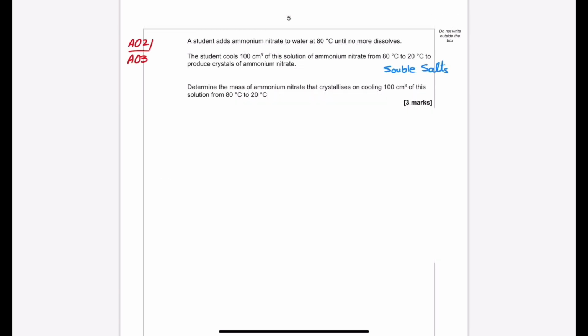A student adds ammonium nitrate to water at 80 degrees until no more dissolves. The student cools 100 cm cubed of the solution of ammonium nitrate from 80 degrees to 20 degrees to produce the crystals of ammonium nitrate. Determine the mass of ammonium nitrate that crystallizes on cooling 100 cm cubed of this solution from 80 degrees to 20 degrees. So the temperature drops from 80 degrees to 20 degrees. We need to use figure number 1.